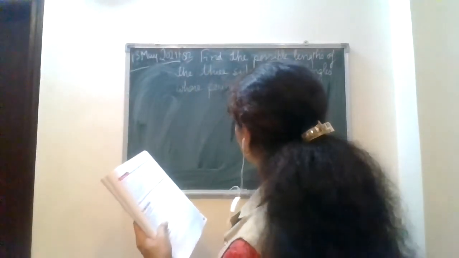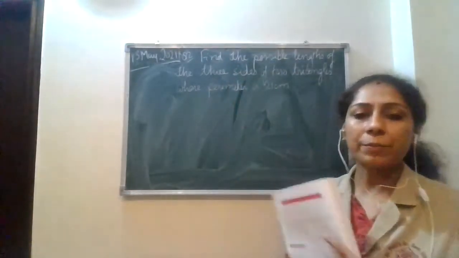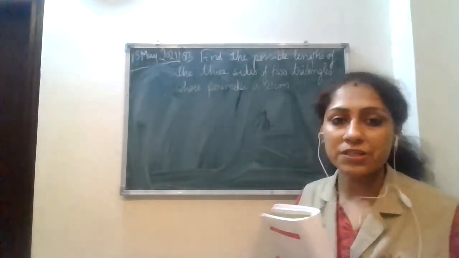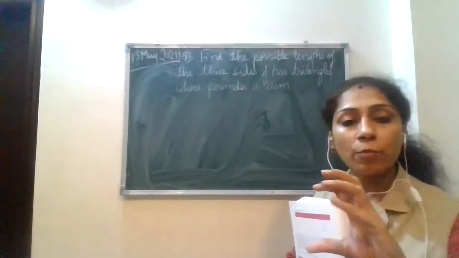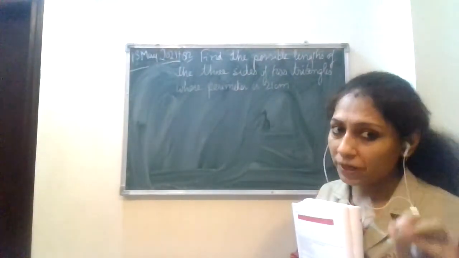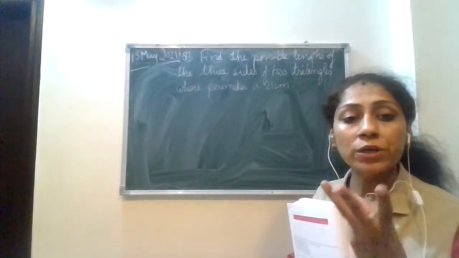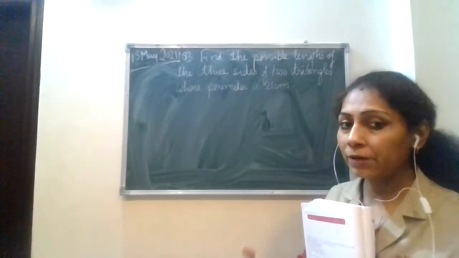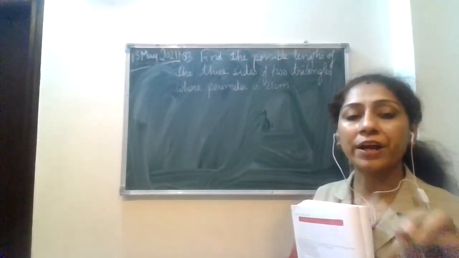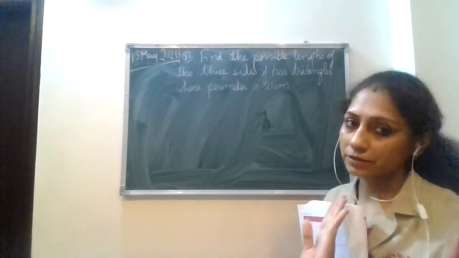Whose perimeter is 21 centimeters. Fine. So you know that the perimeter of a triangle is the sum of all the three sides of the triangle. Now in this question, they have given you the sum of the three sides. You have to split 21 into three lengths in such a way that it complies with the property of a triangle. The sum of two lengths of a triangle should be greater than the third side, and the difference should always be less than the third side.